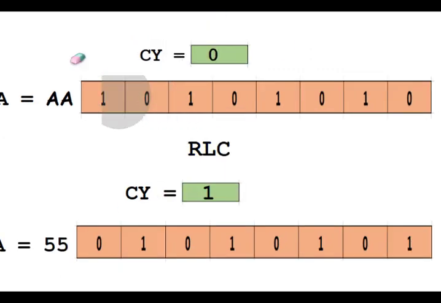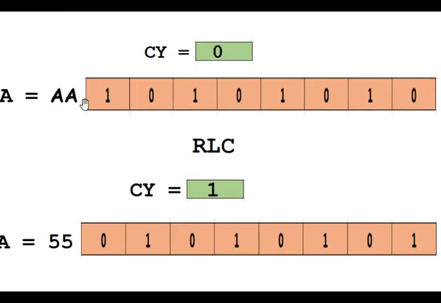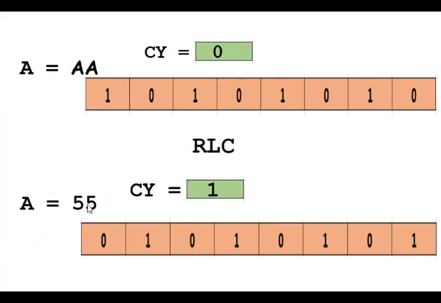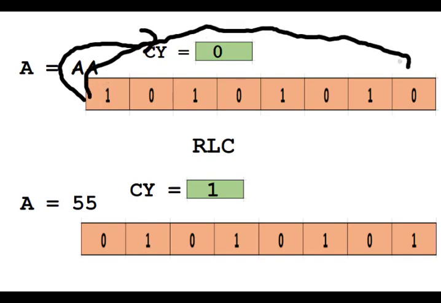Now what will happen with RLC? Let us see. We start with the same data AA in register A, and carry is reset. With RLC, D7 goes into carry, and D7 also goes into the D0 bit. The rest is the same. Only this bit goes into carry and also into D0. Carry is not transferred to the D0 bit. So after this we have 0 1 0 1 0 1 0 1, which is 55, and carry will be set.